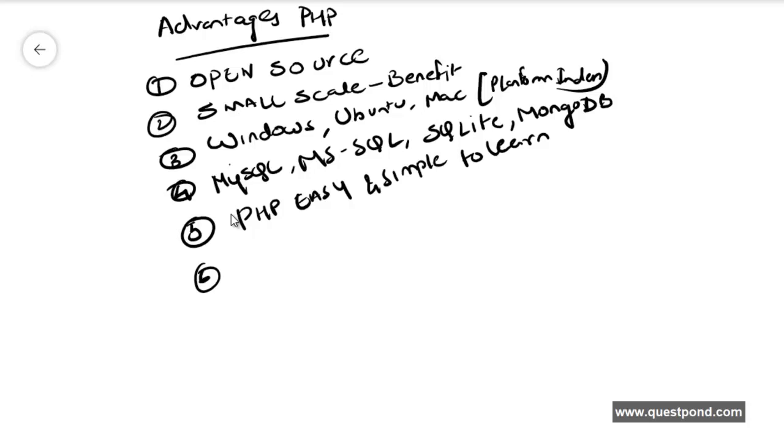Now let's talk about the sixth advantage. Using PHP, we can develop robust and dynamic websites. Compared to other programming languages, PHP allows website developers to have more control. How? For example, we can embed PHP tags inside JavaScript or HTML code. So again, one more advantage of using PHP is that we can embed PHP with JavaScript and HTML very easily.